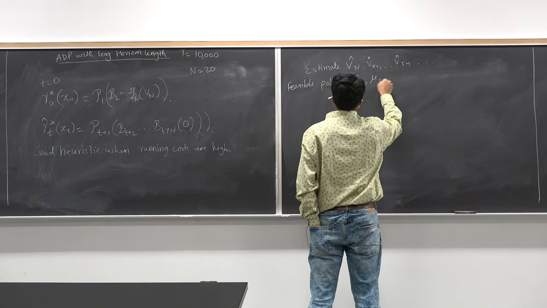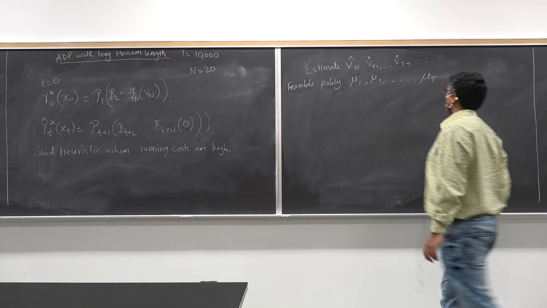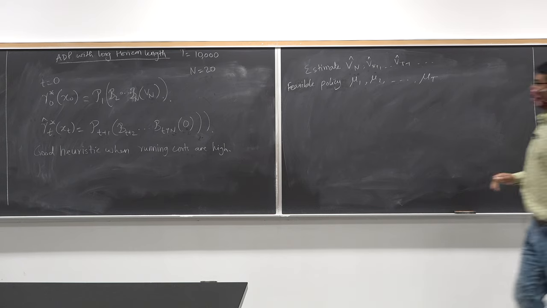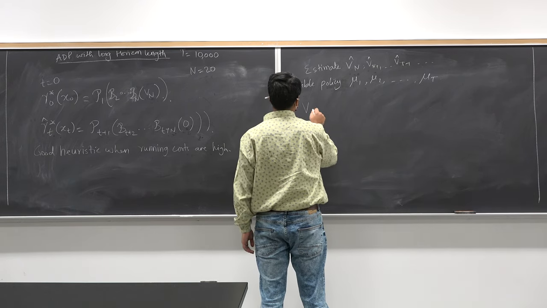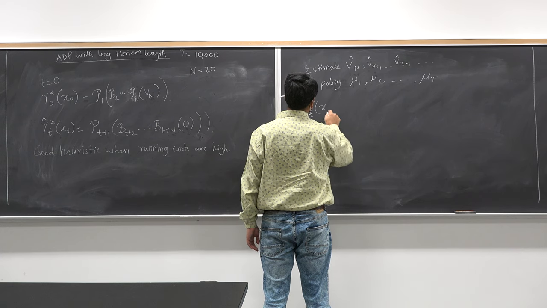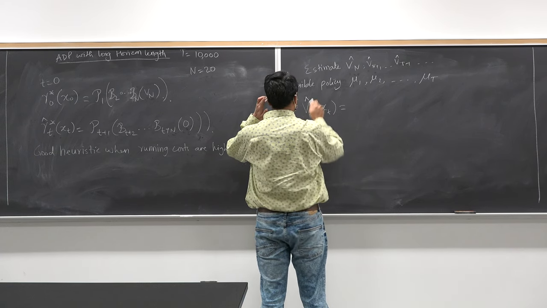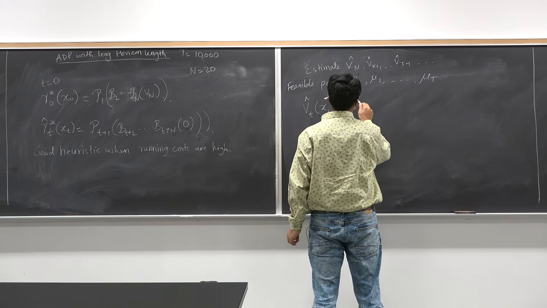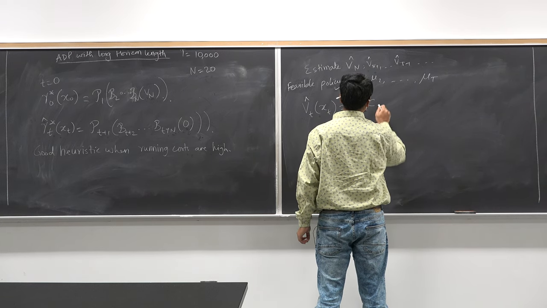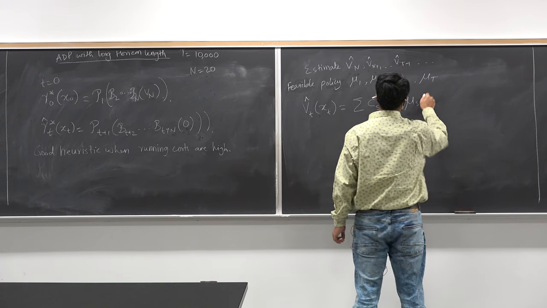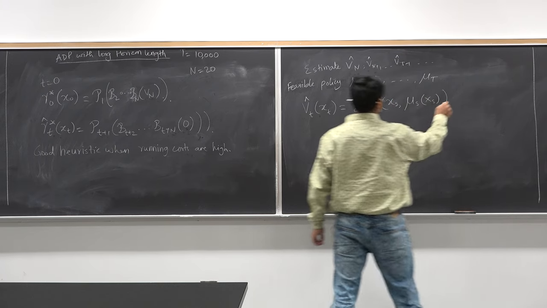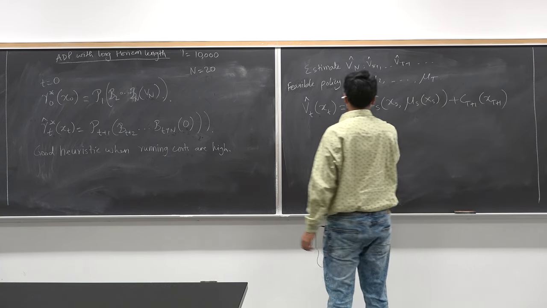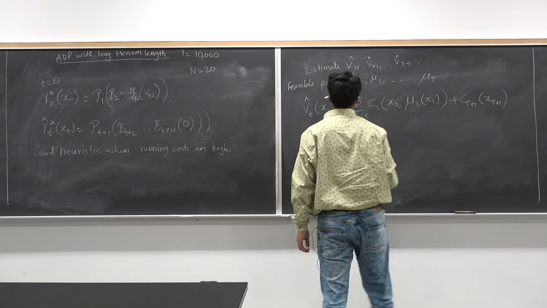Mu one, mu two, up to mu capital T. It's not an optimal policy, it's just a feasible policy. You can define V hat T of X of T, V hat being an approximation, as the summation of C S of X S, mu S of X S, plus C T plus 1 of X T plus 1, where S goes from T to capital T.